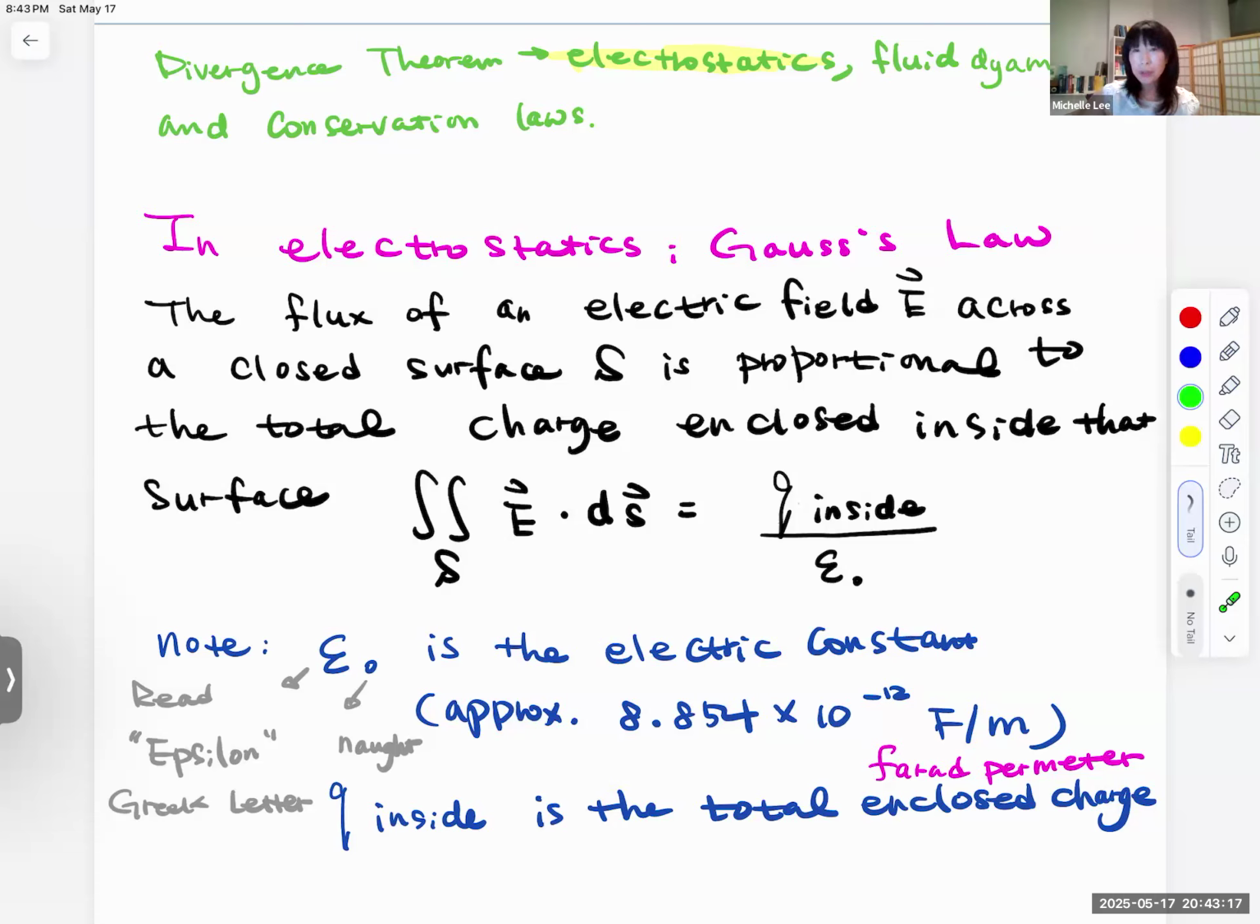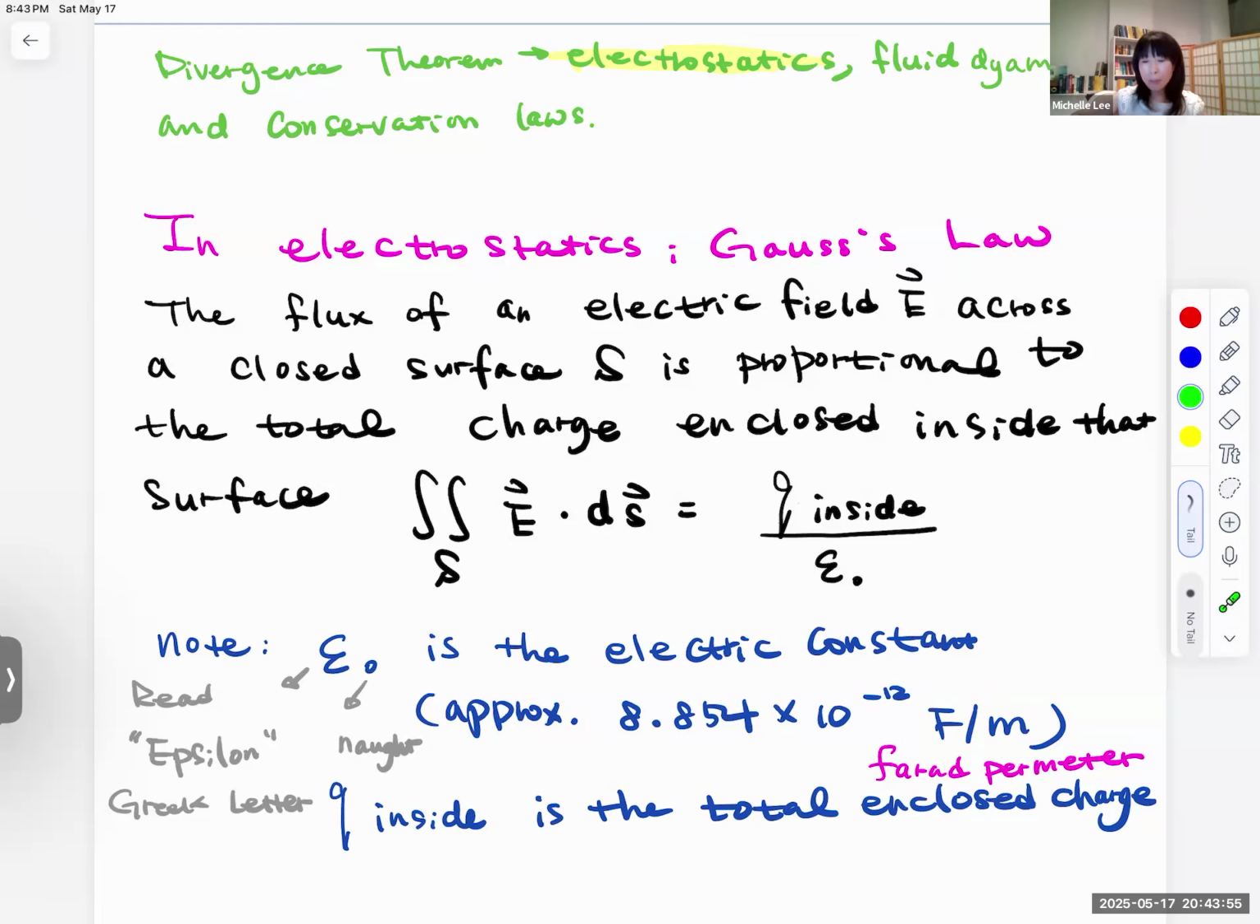Also the divergence theorem can apply to statics and fluid dynamics and conservation laws. Everything is physics here, right? So difficult. All right, so we are going to talk about electrostatics in this section. Also we talked about Gauss's law earlier, right? So the divergence theorem we also call Gauss's law.